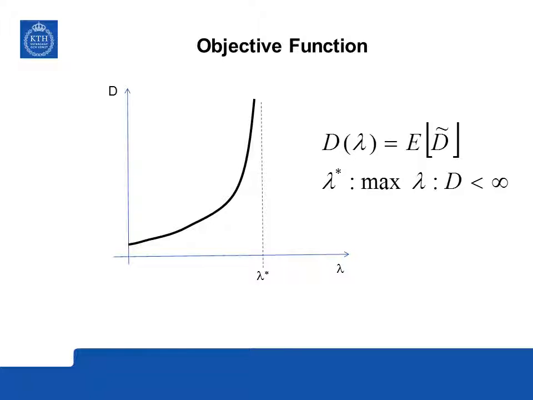And there will also be an asymptote here indicated lambda star, and lambda star will be defined as the maximum throughput, or the maximum arrival rate, for which the system will have a finite delay, for which D, the packet delay for the messages, will be a stationary process, and the expectation E of D tilde will exist.